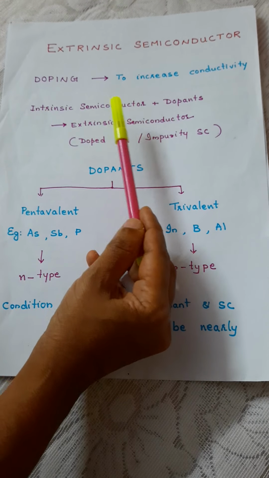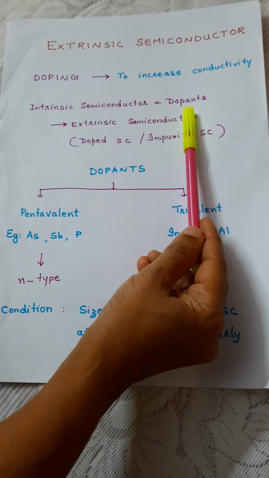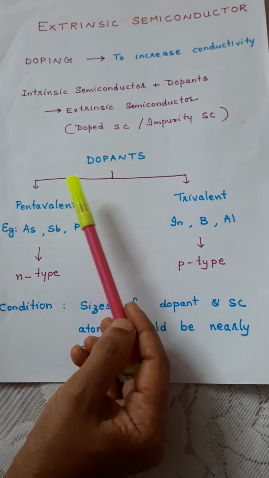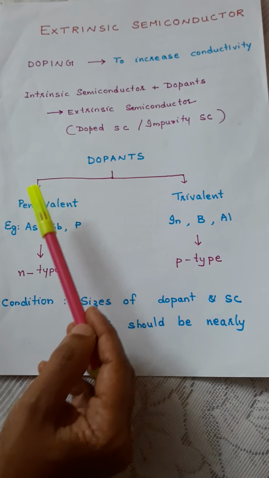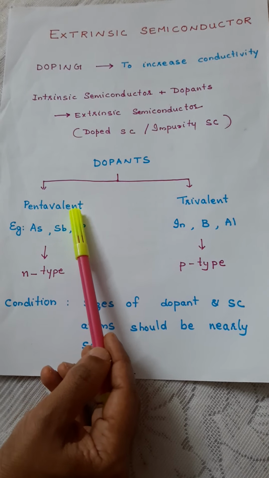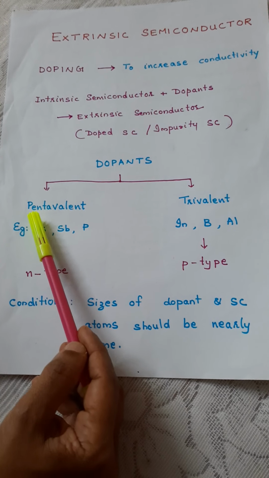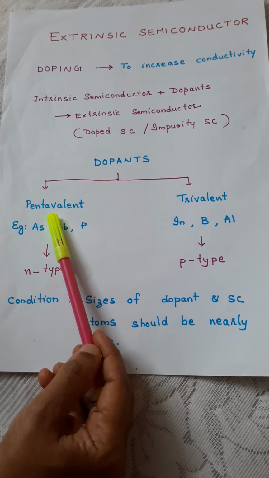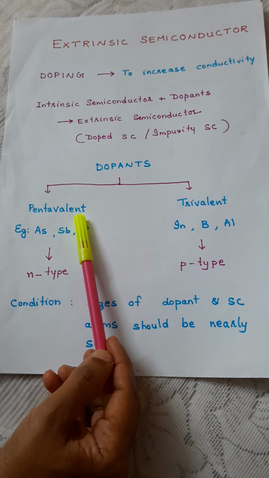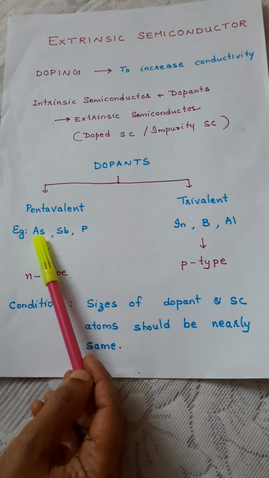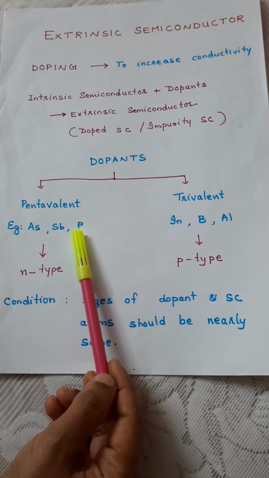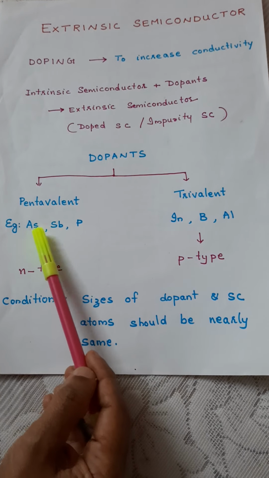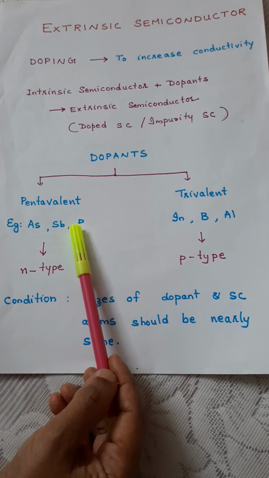So we can say intrinsic semiconductor plus dopants gives extrinsic semiconductor. There are two types of dopants. First one is pentavalent. That is, the impurity atom has a valency 5, or we can say the atom has 5 valence electrons. For example, arsenic, antimony, phosphorus. They are group 15 elements. They have 5 valence electrons.